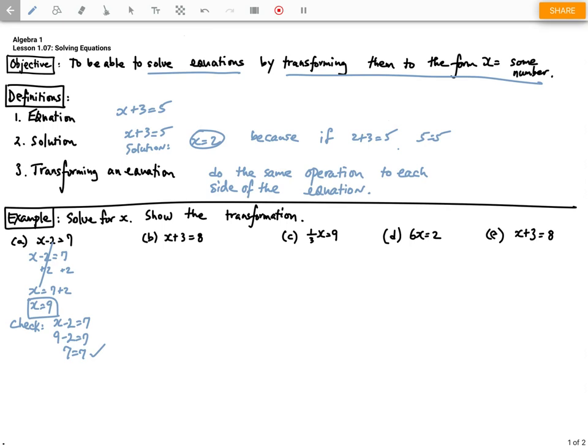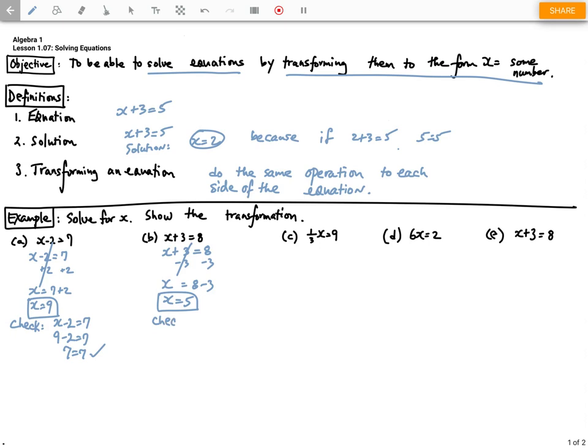Let's try example B. x plus 3 equals 8. So let's write the equation. x plus 3 equals 8. Let's transform both sides. Minus 3, minus 3. So x, that cancels out, equals 8 minus 3. x equals 5. That's the solution.